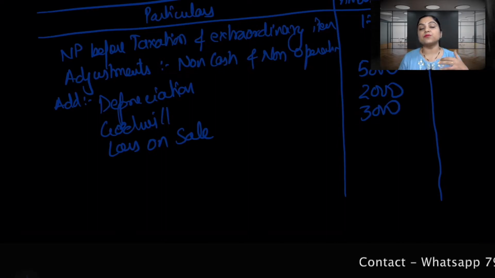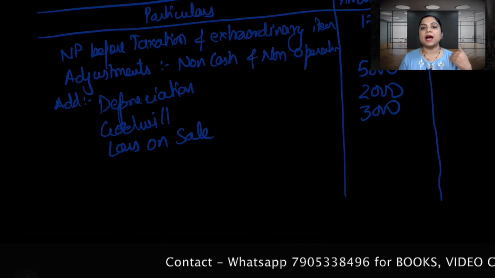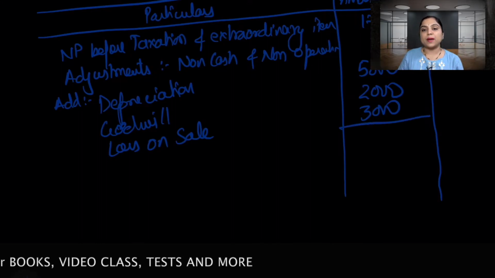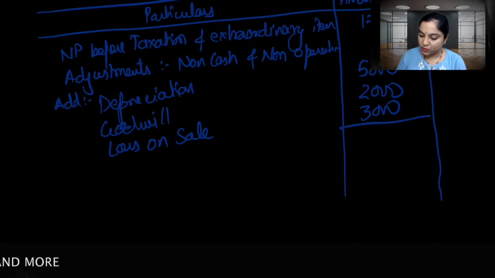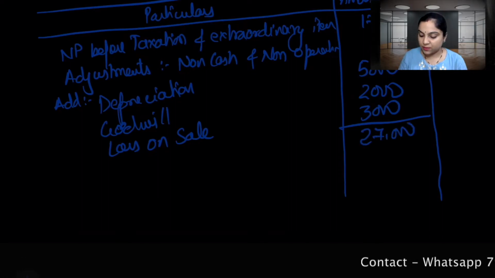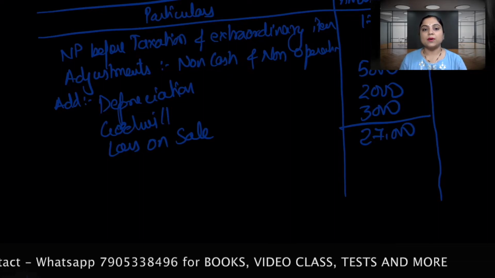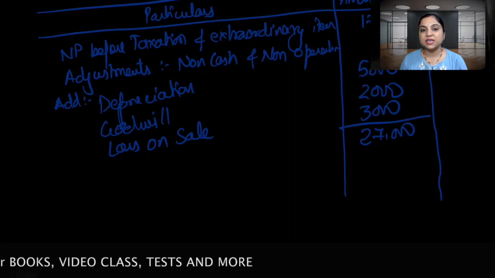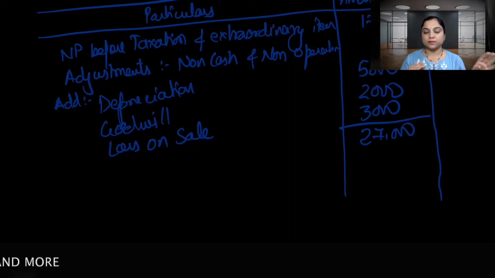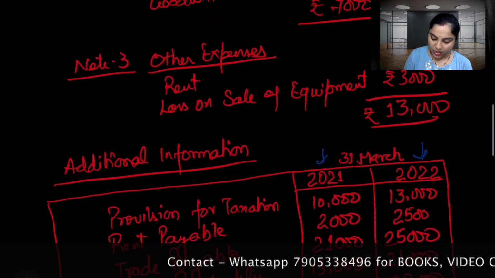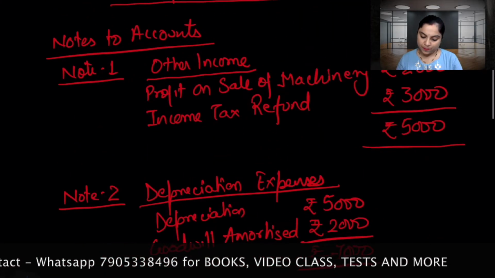So these items of non-cash and non-operating activity will be added back because they have already been deducted from the profit and loss statement. So we added back and we came to the balance figure. So we have 27,000, okay. Now we are going to adjust the non-cash and non-operating items which are from the profit side. So let's reduce what we have from the income side, obviously.